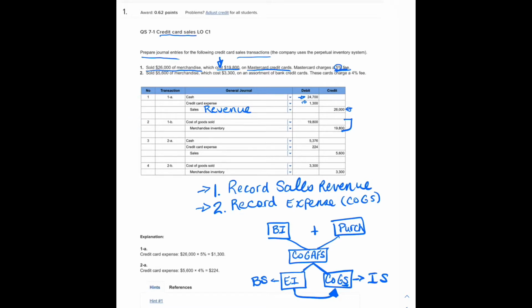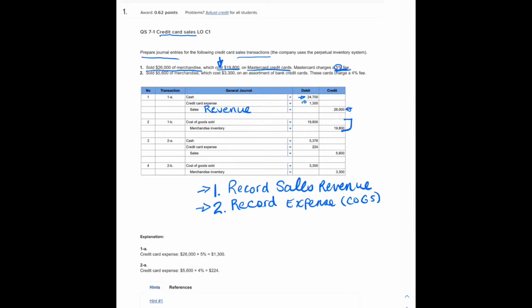So now we're going to look at the second question, and we'll begin like we did with the first one, looking at the revenue side. So here it tells us we sold $5,600 of merchandise, which cost $3,300 on an assortment of bank credit cards, and these charge a 4% fee. So you'll look and you'll see that this is handled very similarly to how we did the first one.